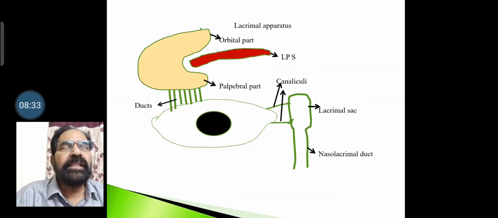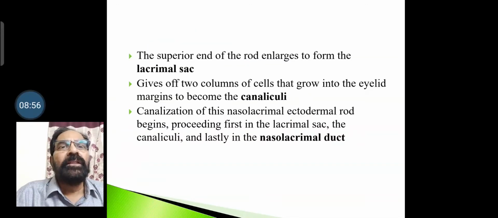So this is what we have seen. Just now we have discussed one cord. That cord's upper part forms the lacrimal sac, the lower part forms the nasolacrimal duct, and the sac will develop canaliculi that will open into the medial side of the eye. So the superior end of the rod enlarges to form the lacrimal sac, and it gives off 2 columns of cells that grow into the eyelid margin to become the canaliculi.